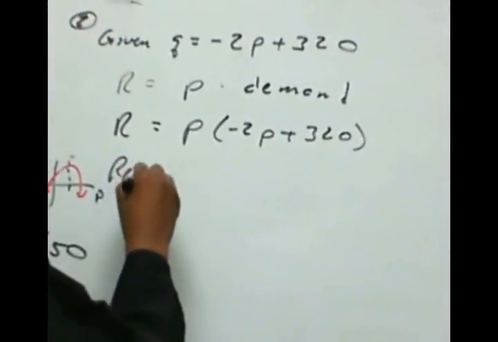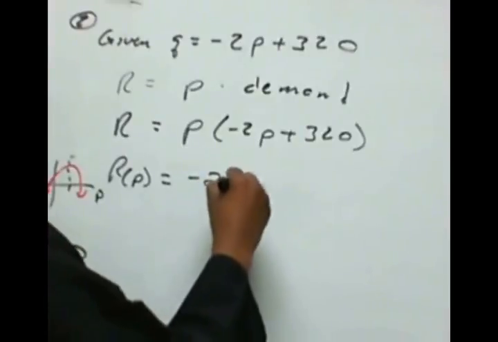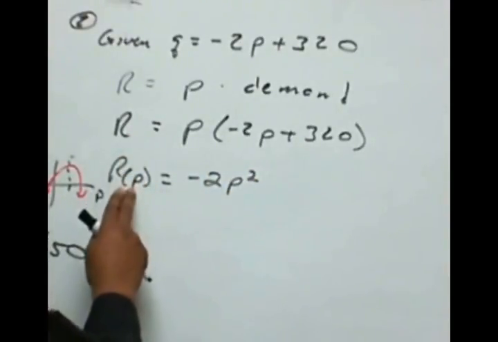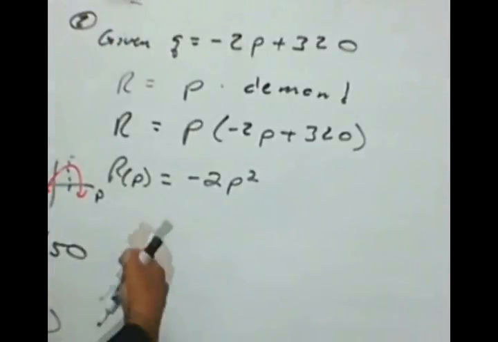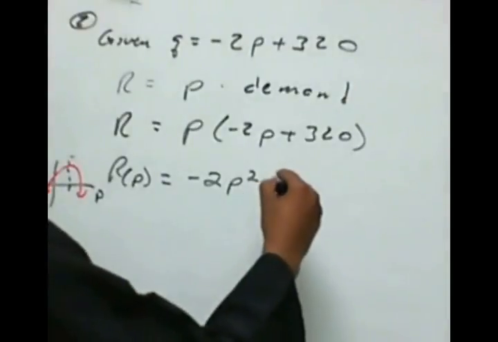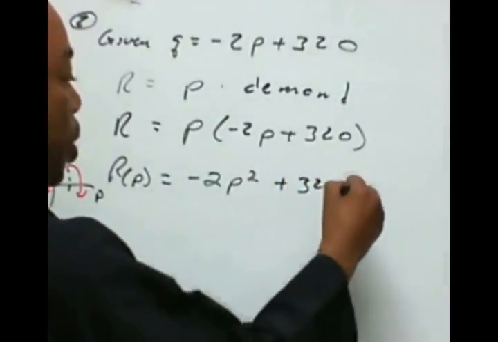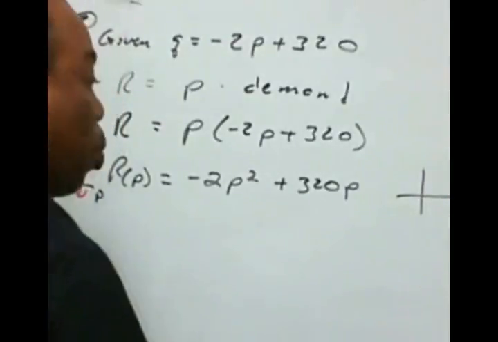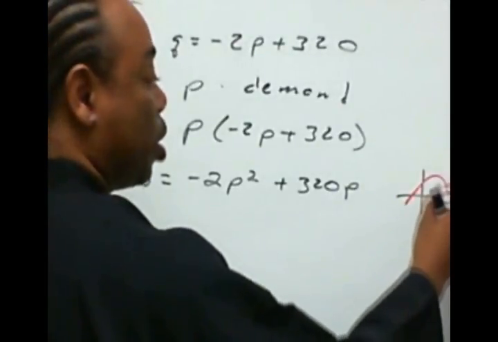This will give me a revenue function that is negative 2P squared. You notice I put a P in here and didn't have it before. That just tells us our input. Input for revenue is price. Just kind of reminding me. Plus 320P. So now I have a revenue function that when graphed creates a parabola.